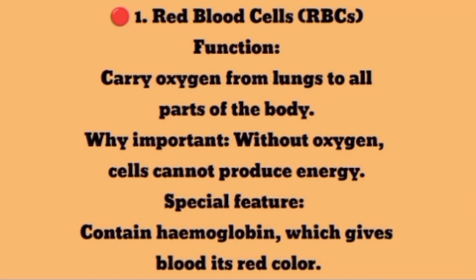Let's discuss the three types of cells one by one and their functions. First of all, we will discuss red blood cells. The main function of red blood cells is they carry oxygen from lungs to all parts of the body. And its importance is that without oxygen, cells cannot produce energy. So they are the most important component of the blood. And their special feature is they contain hemoglobin. Hemoglobin is the site which carries oxygen. And hemoglobin also gives red color to the blood.